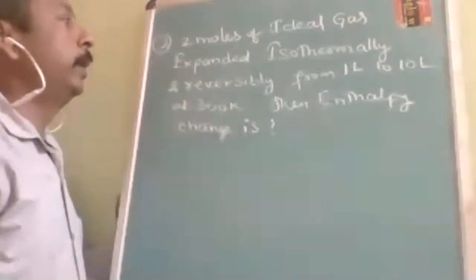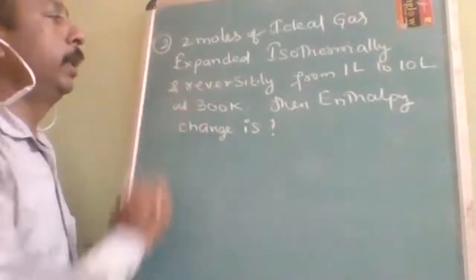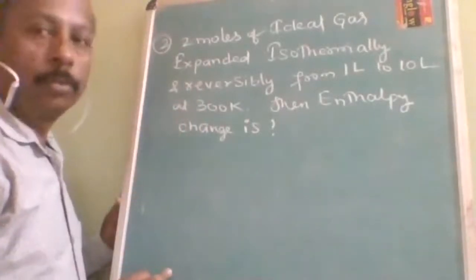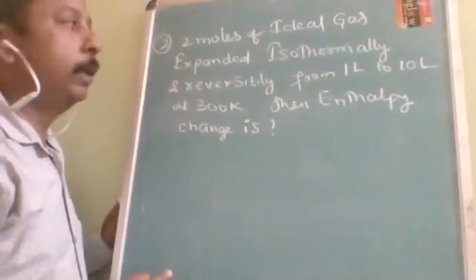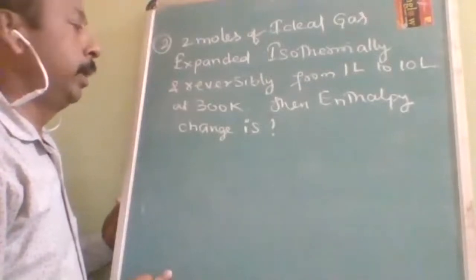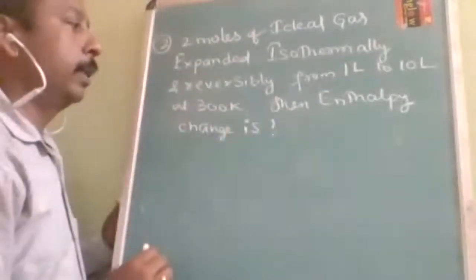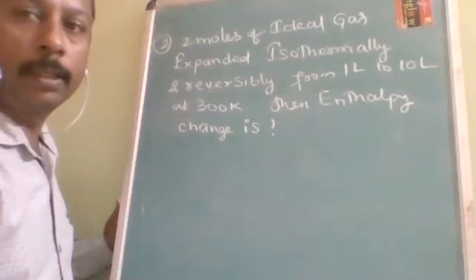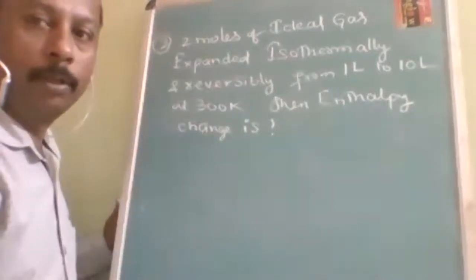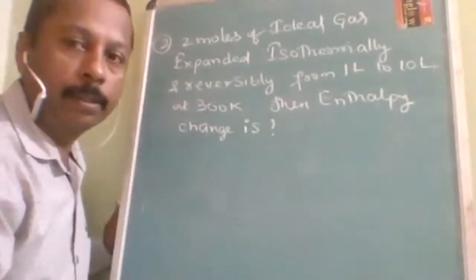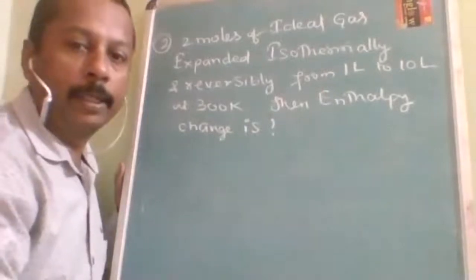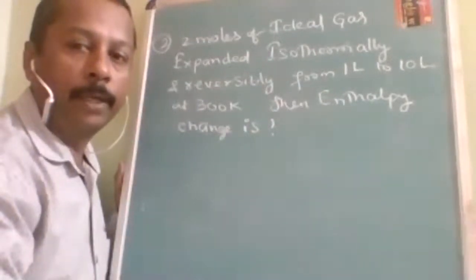2 moles of ideal gas expanded isothermally and reversibly from 1 liter to 10 liter at 300 Kelvin. Then the enthalpy change is, you have to find out. Okay, that is the question. Now you can start solving and let me see who can answer this.